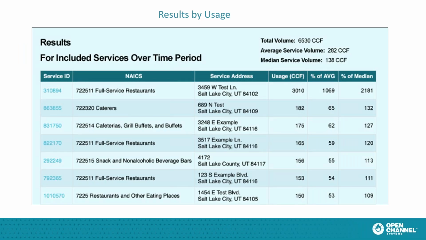We can also slice and dice by NAICS specific searches to identify the highest water users in each segment. So for example, in this search, we found a needle in a haystack, which is the top line here: a restaurant using 1,000% of average. These can also be exported to the enterprise communications portal or entered into a rebate or conservation program. Next slide.